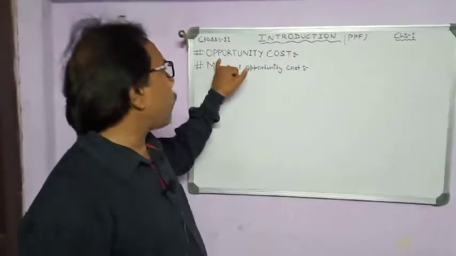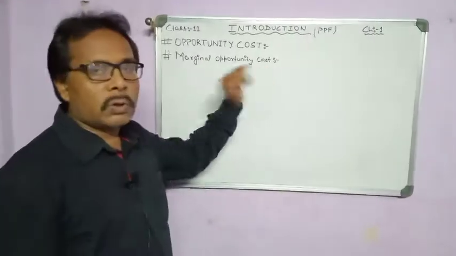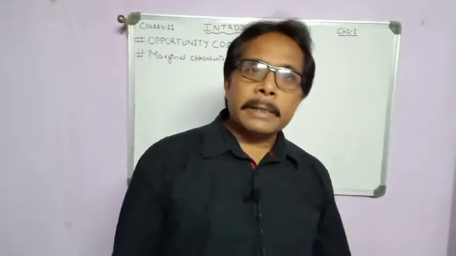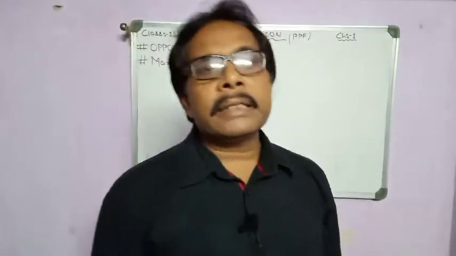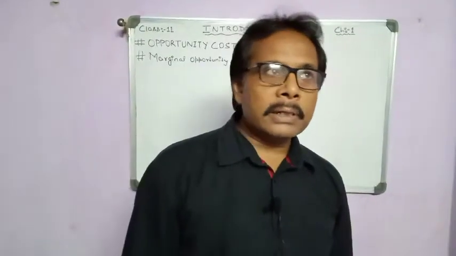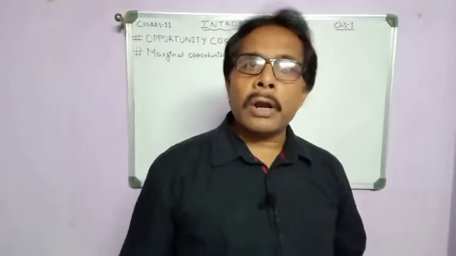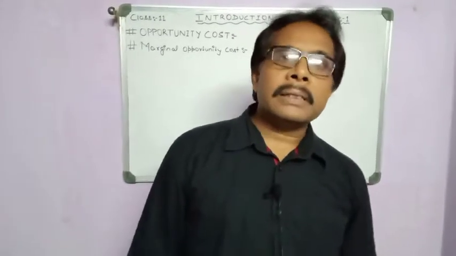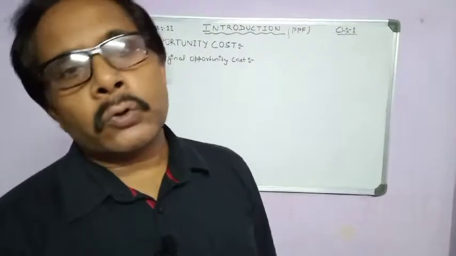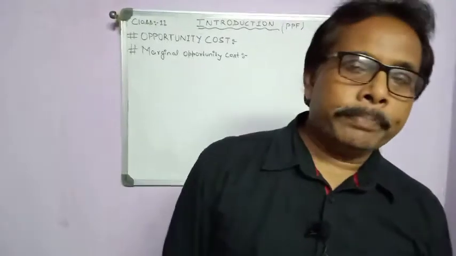Okay, so before entering this topic, two things you must know. First, the opportunity cost, and second, the marginal opportunity cost. Opportunity cost has a very simple definition. It is the next best alternative foregone. Once again, it is the next best alternative foregone. Foregone means sacrificed. I want to explain opportunity cost with the help of an example.